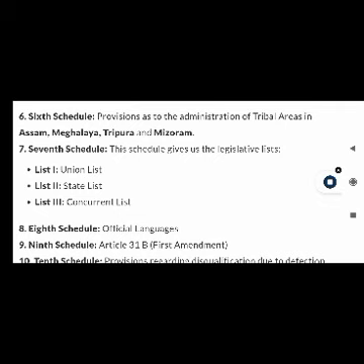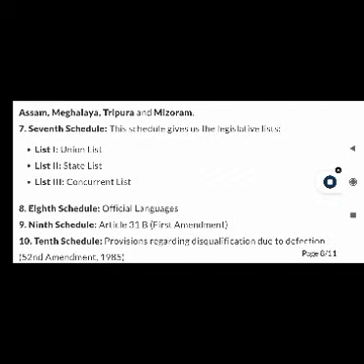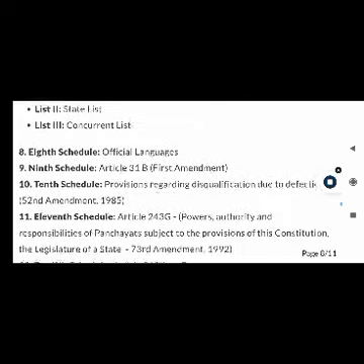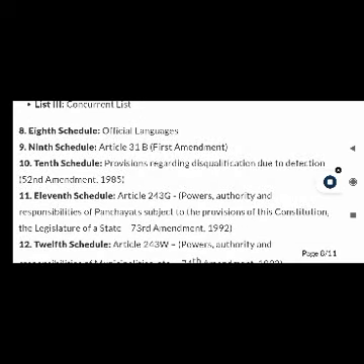Seventh Schedule. This schedule gives us the legislative lists. List I, Union List; List 2, State List; List 3, Concurrent List. Eighth Schedule. Official languages. Ninth Schedule. Article 31B, First Amendment. Tenth Schedule. Provisions regarding disqualification due to defection. 52nd Amendment, 1985.